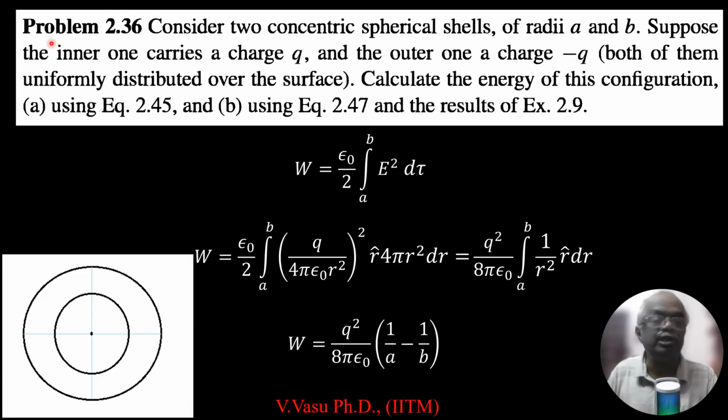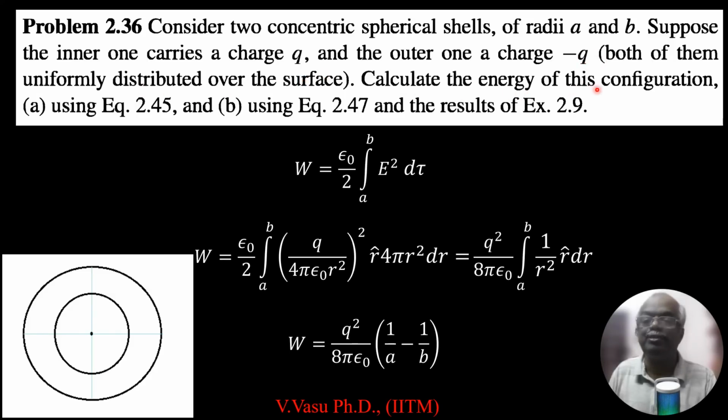Today we will solve problem 2.36 of Griffiths, fourth edition, Introduction to Electrodynamics. The problem 2.36 is: consider two concentric spherical shells of radii a and b. Suppose the inner one carries a charge Q and the outer one a charge minus Q. Both of them are uniformly distributed over the surface.